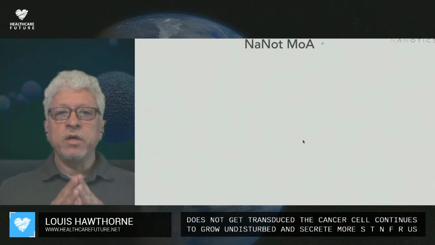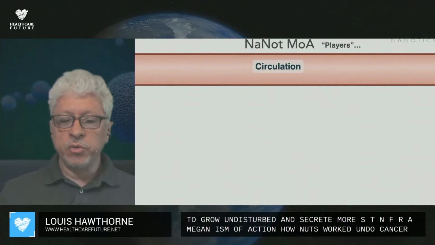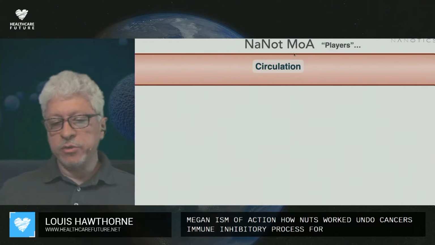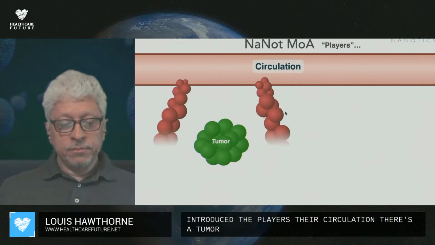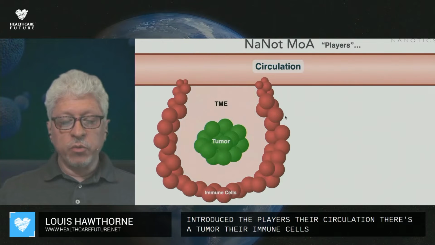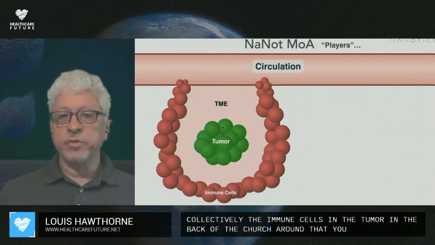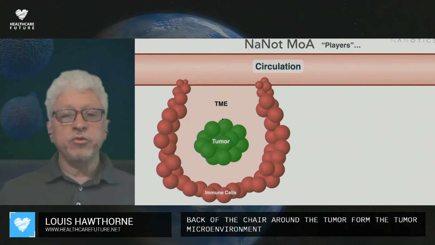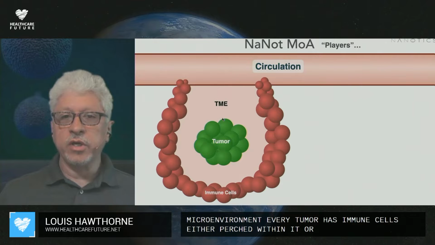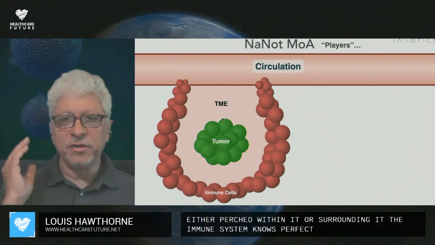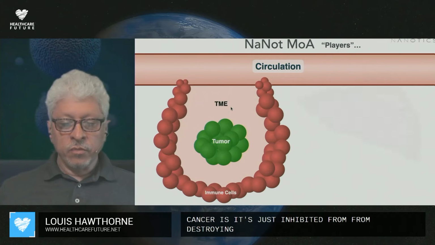Okay, now I'm going to walk you through the mechanism of action, how nanots work to undo cancer's immune inhibitory process. First, I want to introduce the players. There's circulation, there's a tumor, there are immune cells around the tumor, and collectively, the immune cells in the tumor and the vasculature around the tumor form the tumor microenvironment. Every tumor has immune cells either perched within it or surrounding it. The immune system knows perfectly well where your cancer is. It's just inhibited from destroying it.